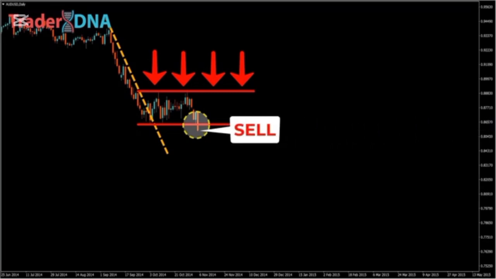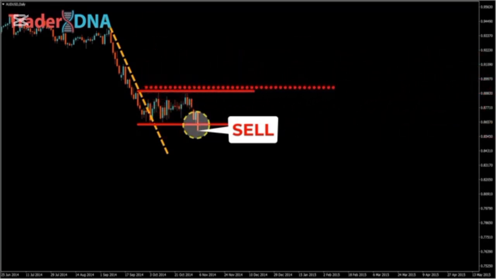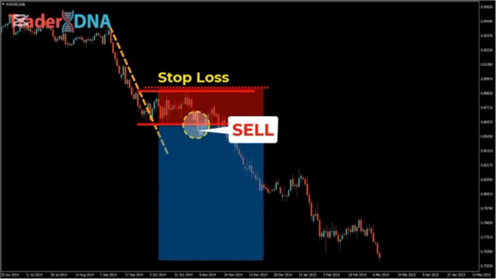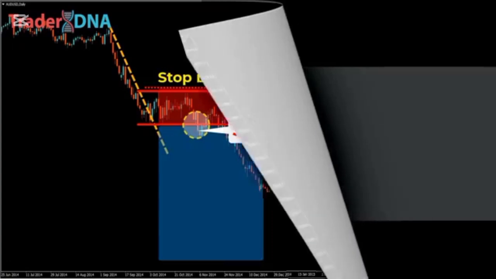Open a sell position as soon as the next candle starts forming, with your stop loss placed just above the resistance of this sideways range. And what happens next? The market drops fast and deep, locking in massive profits. Simple, effective, and backed by solid technical and psychological reasoning. This is how you trade with confidence and maximize your profitability.